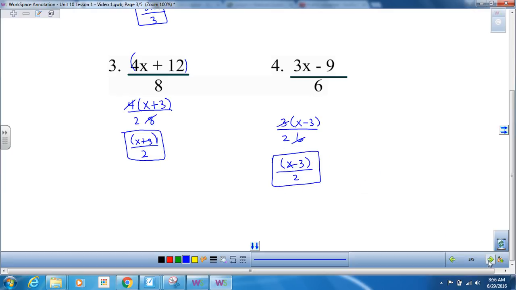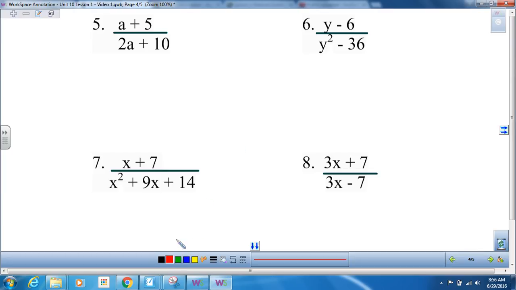Okay, let's look at a few more. A plus 5 on top, nothing can factor out. I don't have a common factor, but on the bottom, I have a common factor of 2. Well, I can cancel this whole a plus 5 because I have a whole a plus 5 here. So my whole numerator cancels, which means I have a 1, and then I just have a 2 on the bottom.